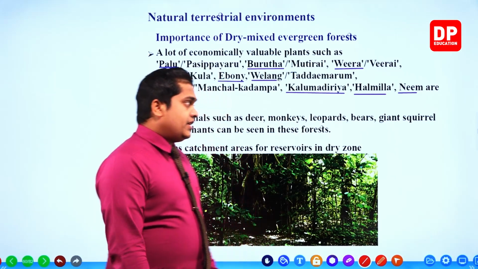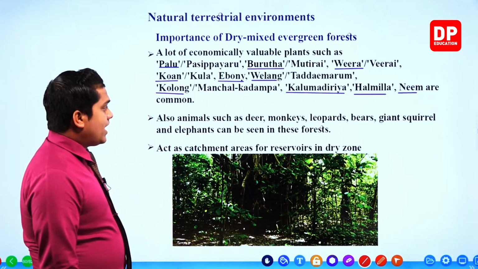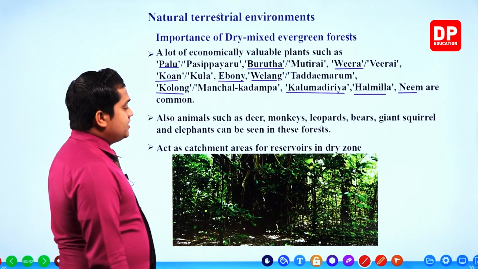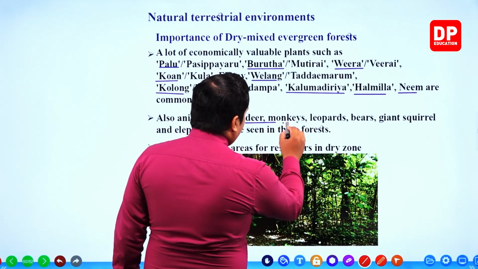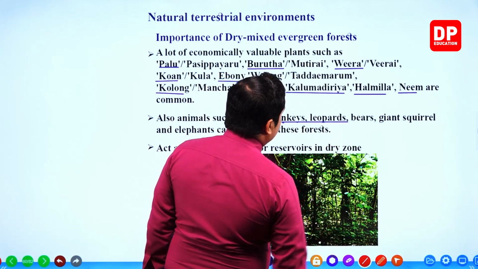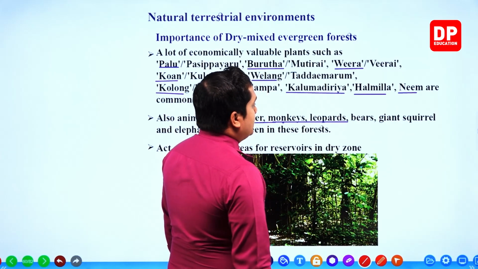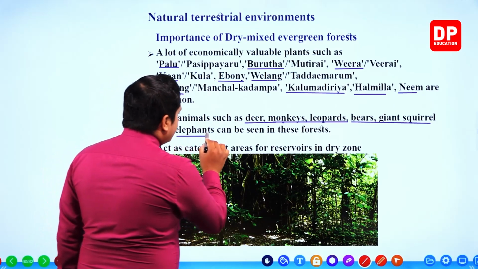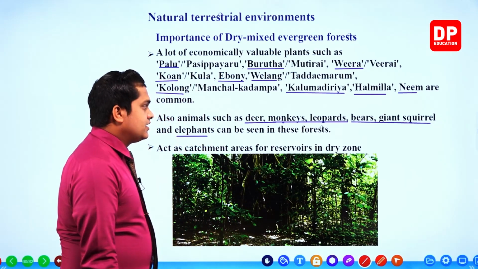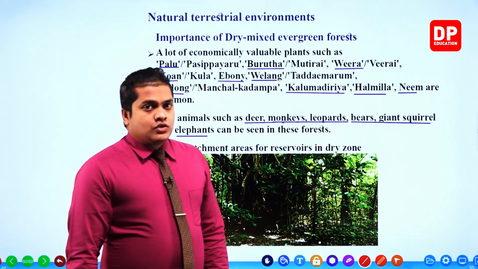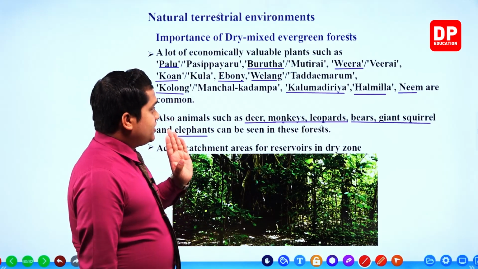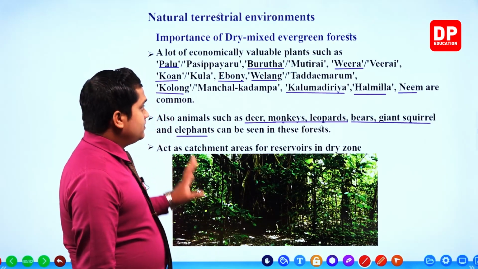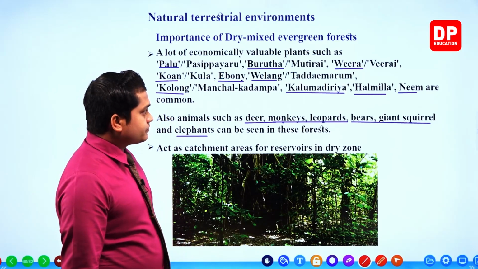Okay. Then the next one, my dear children, given also are animals such as deer, monkeys, leopards, bears, giant squirrel, and elephants that can be seen in these forests. So not only those plant species, my dear children, we can observe different kinds of animals, right?